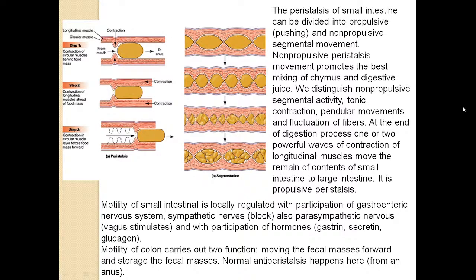Motility of the colon carries out two functions: moving the fecal mass forward and storage of the fecal mass. Normal antiperistalsis happens here, from the anus.